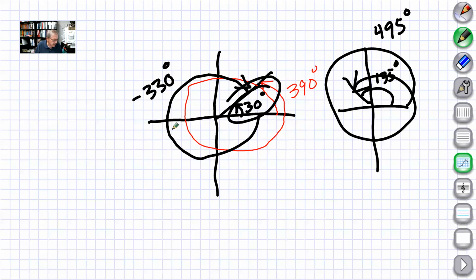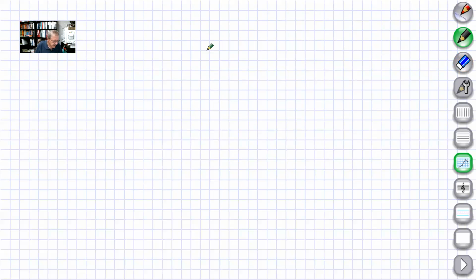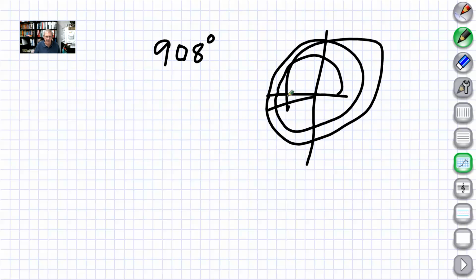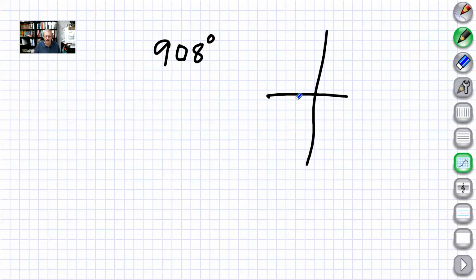So how do we do this? Let's suppose we had an angle that's very big and we want to calculate it out. So here we have a 908 degree angle. Wow, pretty big. What we can think about this angle is, maybe according to the picture, it's like maybe over here, and it went around and around and got to this angle. But we don't want to do all that stuff. We want to just figure it out mathematically.